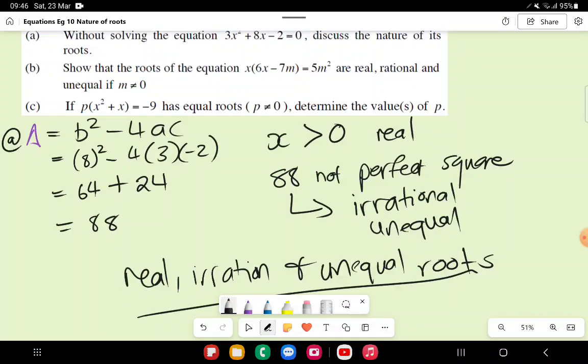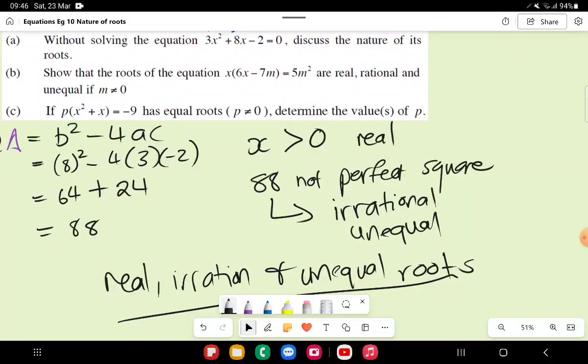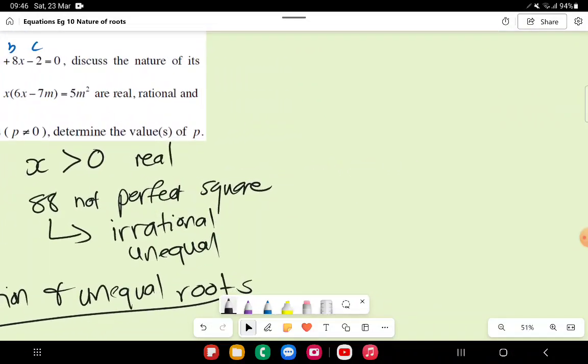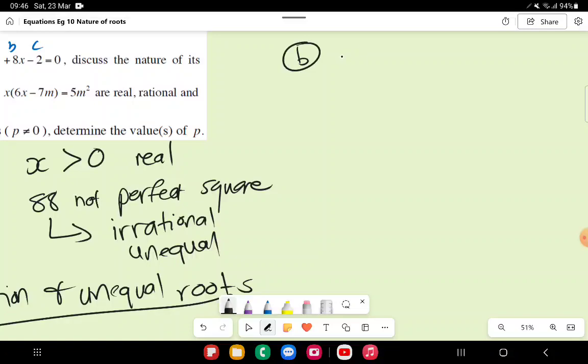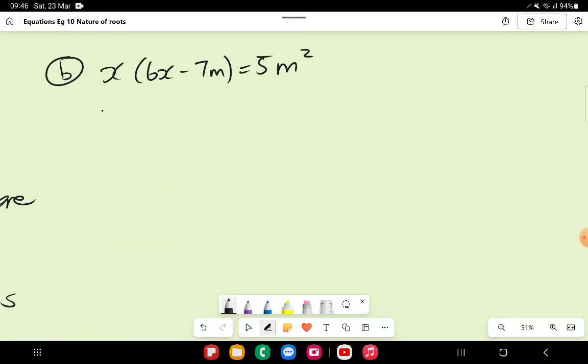Let's look at question B. Show that the roots of the equation are real, rational, and unequal. So let's write the equation here. This is question B. The equation says x, open bracket, 6x minus 7m, close bracket, equals 5m squared. So the first thing we're going to do is multiply that out. That becomes 6x squared minus 7mx, and I'm going to take this over to say minus 5m squared, and that is equal to 0.